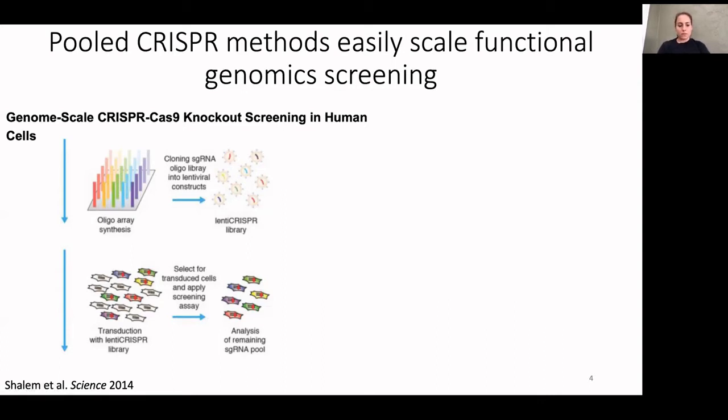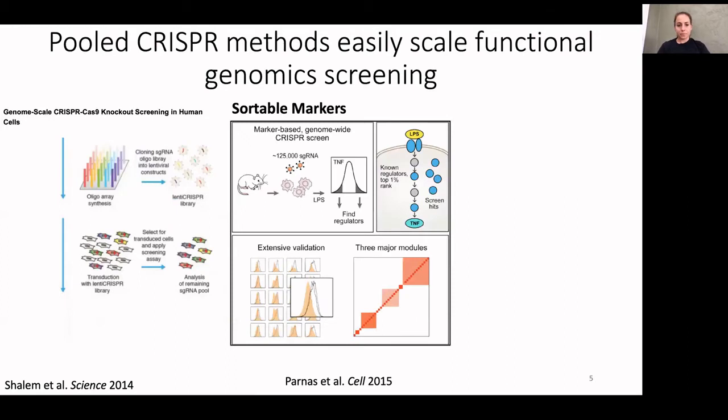So the first thing that was used is a simple growth phenotype where you can grow these cells in bulk over the course of maybe 2 weeks, and you can see which guide RNAs deplete from the pool, and those would represent guide RNAs targeting genes that are essential for cell survival. So these are survival-based screens, which you can do under particular genetic conditions for synthetic lethality, et cetera.